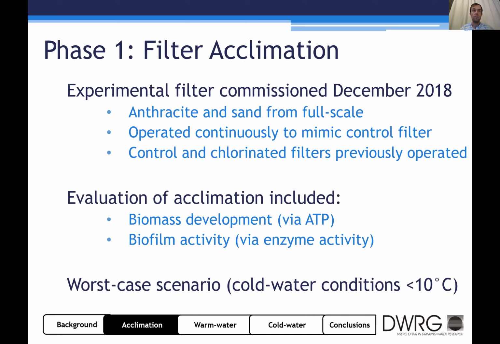And acclimation in this particular case actually took place under kind of the worst case scenario with cold water conditions. Trying to acclimate a filter in December when water temperatures may be in the low to mid 40s is certainly a lot more difficult than in the summer when you have high biological activity and potentially more substrate availability.